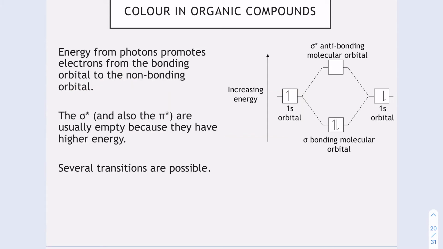If we have a look at our molecular orbital here, the photons promote electrons from your bonding orbital, the one with lower energy, up into your anti-bonding orbital, which is higher in energy. So that's where your sigma and your sigma star come in. You can also have a pi and a pi star as well. Pi star orbitals are usually empty because they have much higher energy, but because of this, there are several different transitions that your electrons can make.